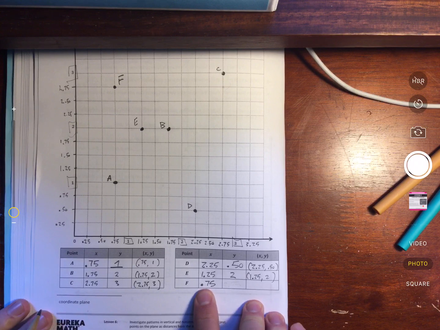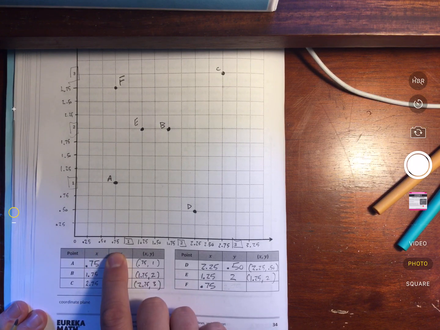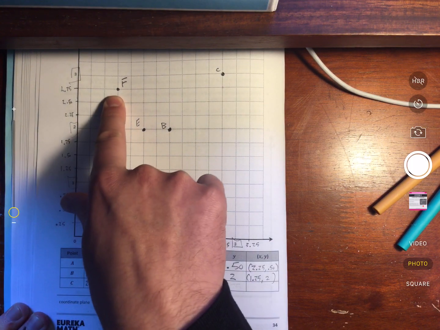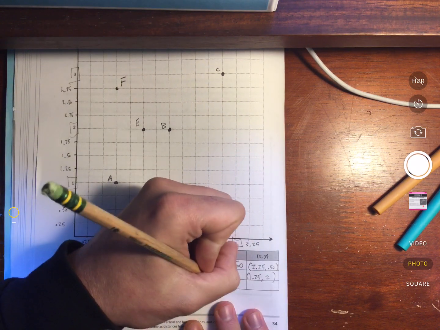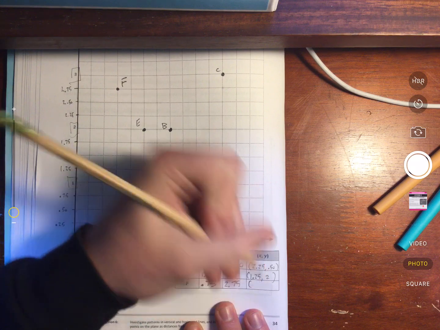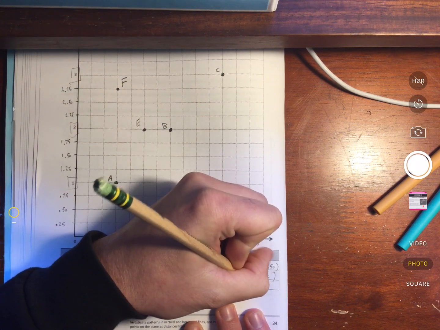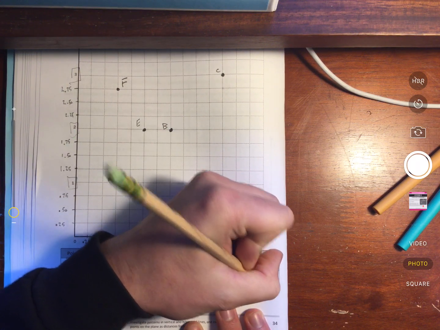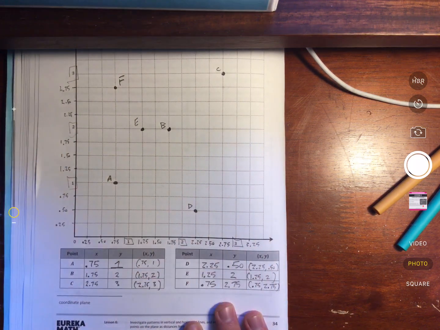Okay, and then my final one for F, I'm going to go over. I have 75 hundredths, and then I'm going to go all the way up to 2 and 75 hundredths. And then I'm going to label those points. So 75 hundredths and 2 and 75 hundredths.